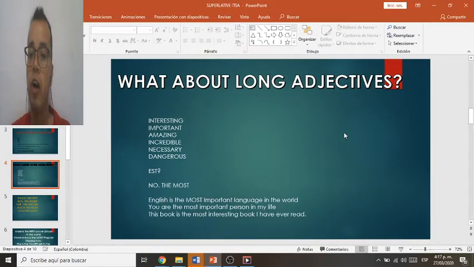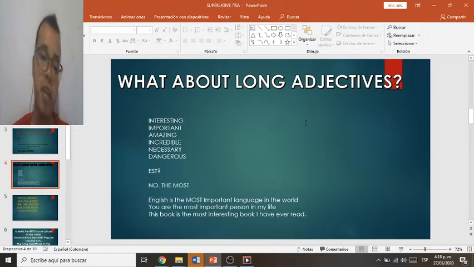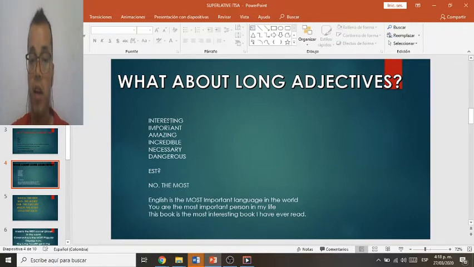What about long adjectives? EST? Let's take a look at them. We have here interesting, important, amazing, incredible, necessary, dangerous. EST? No. They don't use EST. Why not? Because they are long adjectives. The rule is gonna be different for them. They are gonna use the most.